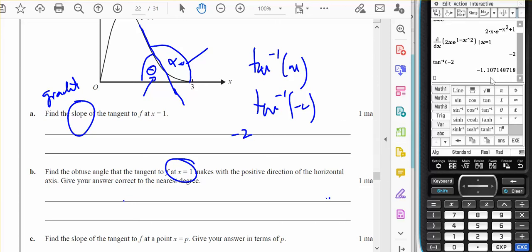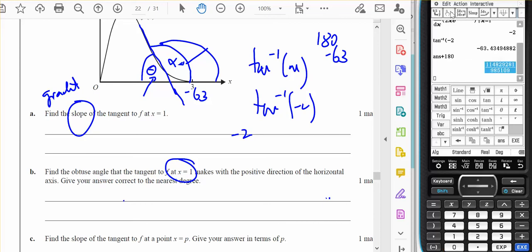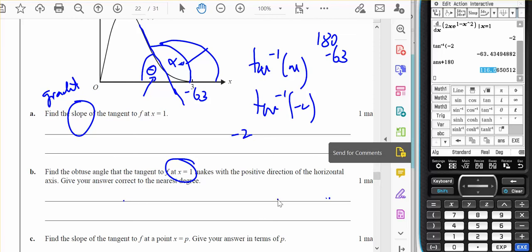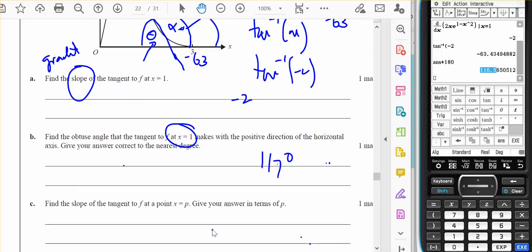So if I put that into degrees, the nearest degree will give me negative 63. So that's negative 63. This here is 180 minus 63, so plus 180 gives me an answer of 116.5 or 117 degrees.